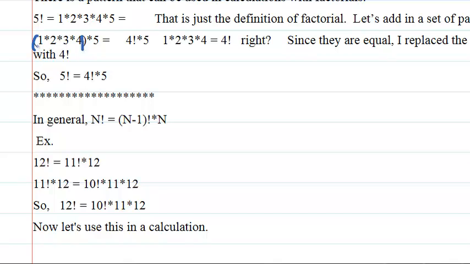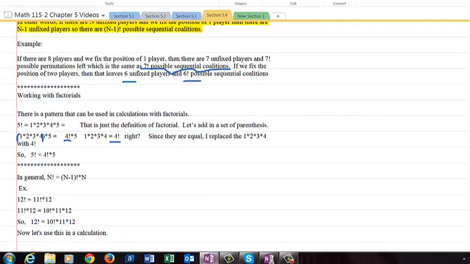Right? Put parentheses around the 1 times 2 times 3 times 4. 1 times 2 times 3 times 4 is 4 factorial, right? Since they're equal, just replace the 1 times 2 times 3 times 4 with 4 factorial. So 5 factorial equals 4 factorial times 5. In general, n factorial equals n minus 1 factorial times n.